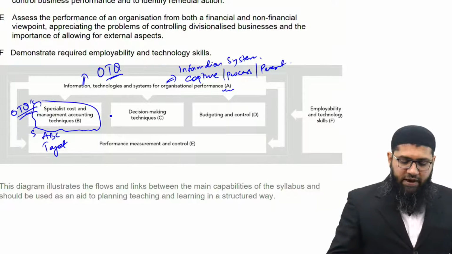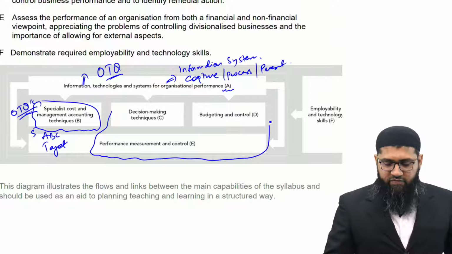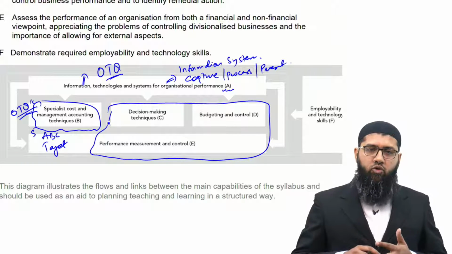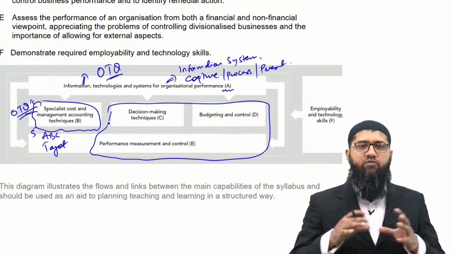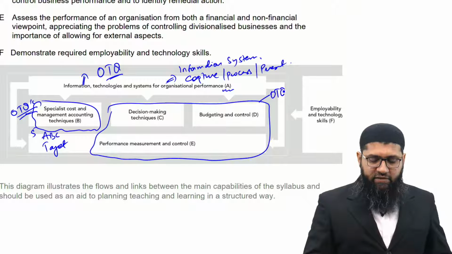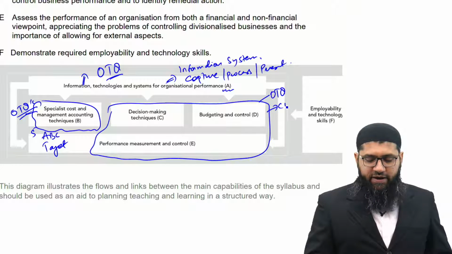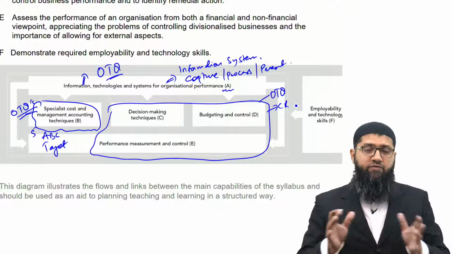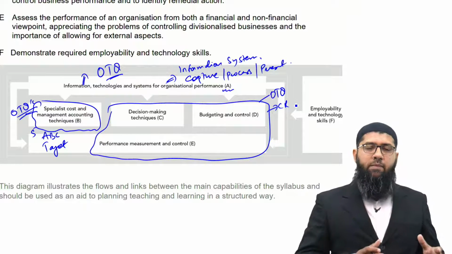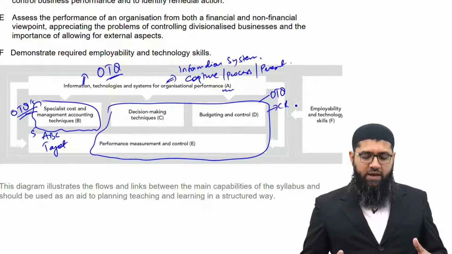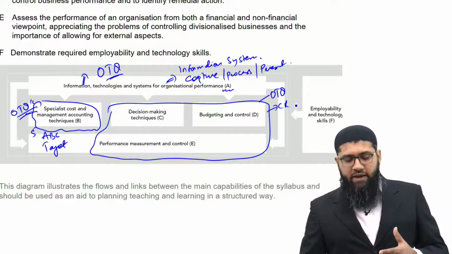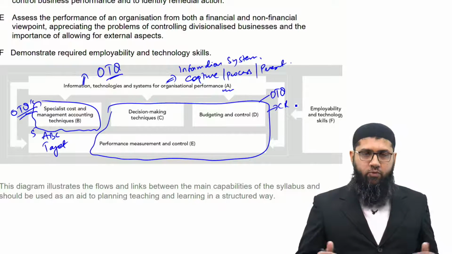Now the next that actually comes in are these 3 areas: the first is decision making techniques, the second is budgeting and control, and the third one is performance measurement and controls. With respect to these areas, they could be tested as OTQs, they could be tested as constructed response questions. All of this could happen with respect to them. So when you would be attempting them, you could expect it to be either a constructed response question or an OTQ.